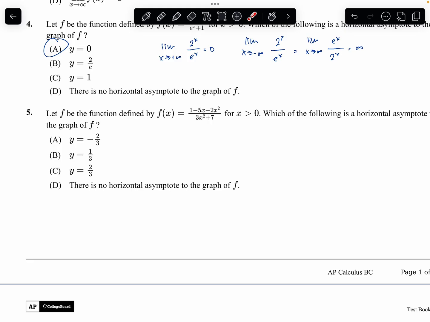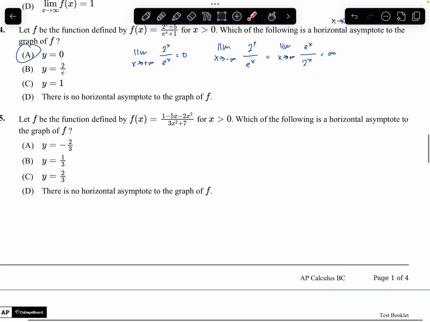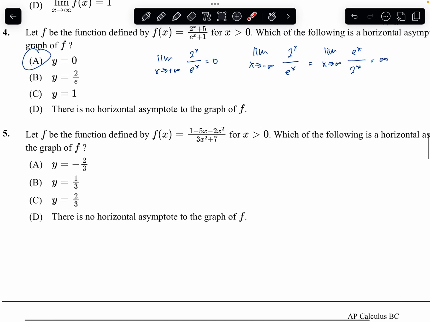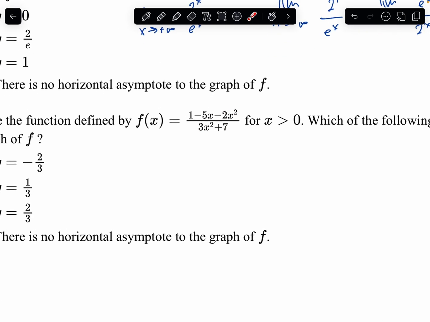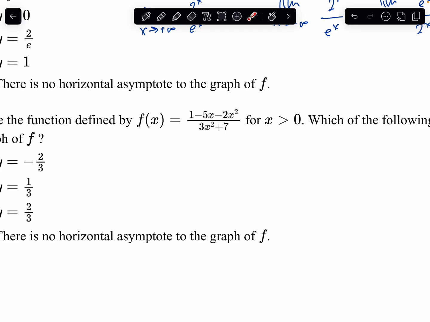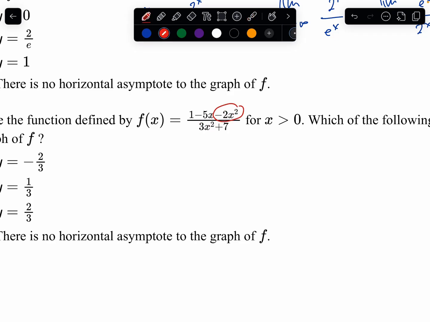Let f be the function defined here. For which of the following is a horizontal asymptote? Okay, now this one, kind of the same idea. We're thinking about very large or very negative values. However, this is a rational function. So whenever I'm thinking about very large numbers, I just have to think about the highest degree terms of both the numerator and the denominator. So take these terms, because at positive and negative infinity, the other terms aren't going to have any serious effect on the values of the function. And so I don't really need those terms.